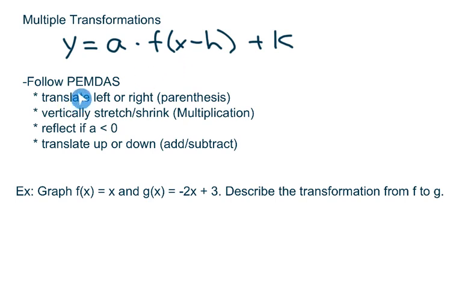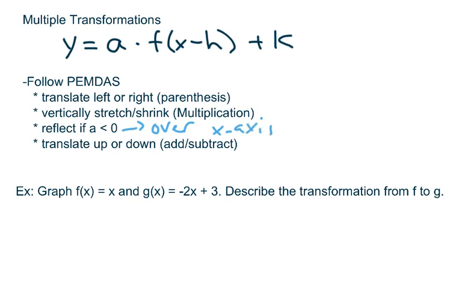There won't be any exponents, so we can skip the E. Multiplying and dividing, so that would be the vertical stretch or shrink. Okay, that's where the multiplication comes from. If this number is negative, go ahead and reflect it over the x-axis because it would be outside the original function. Okay, so it would be a reflection. We can make this little note. This would be over the x-axis.